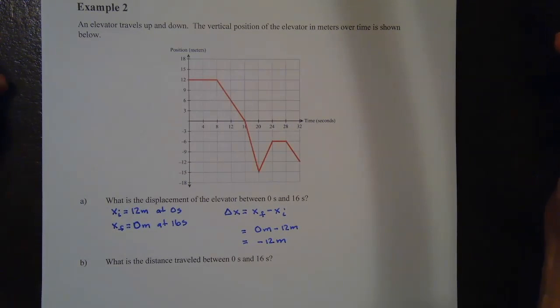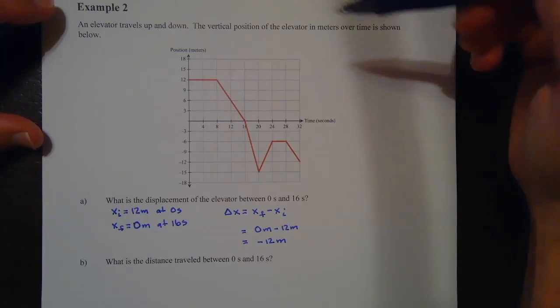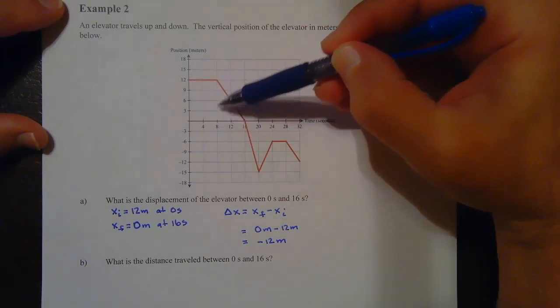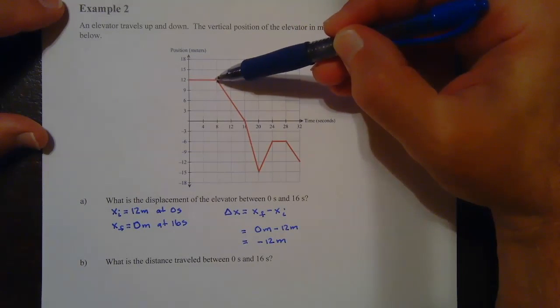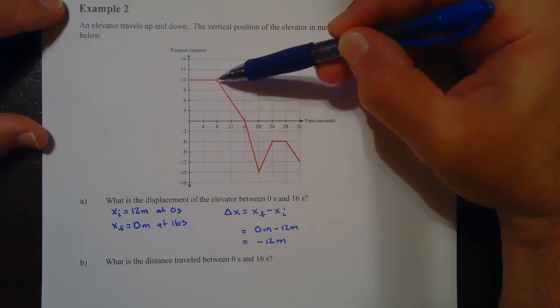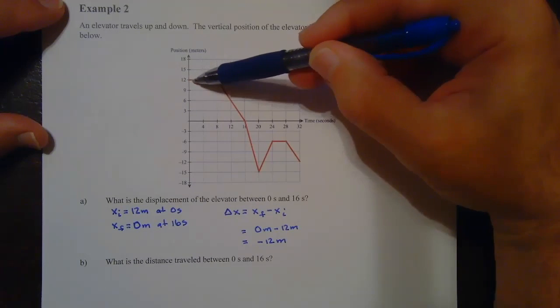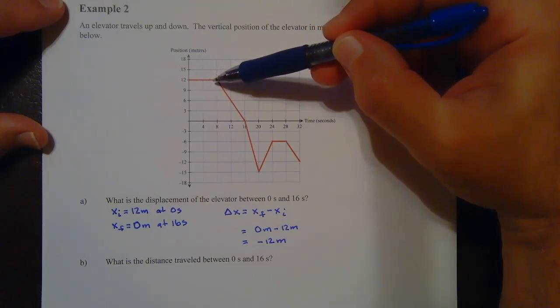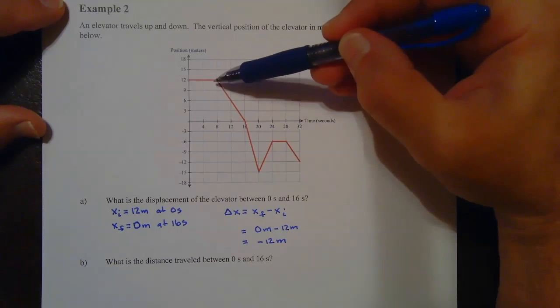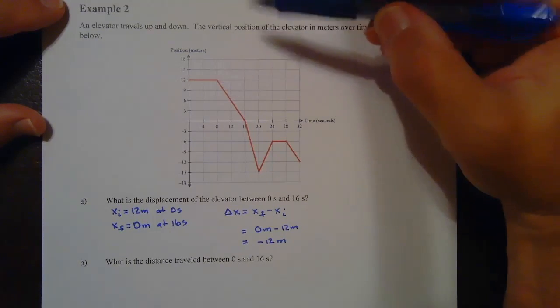Something I meant to say before this, let's talk about this position a little bit. So what does this mean? At 0, it's 12 meters. Take a look, at 8 seconds, it was still 12 meters. So what that means is the elevator is not moving right here. See this flat part? It's staying the same position for 8 seconds, so it's not moving. That's going to be important, okay?